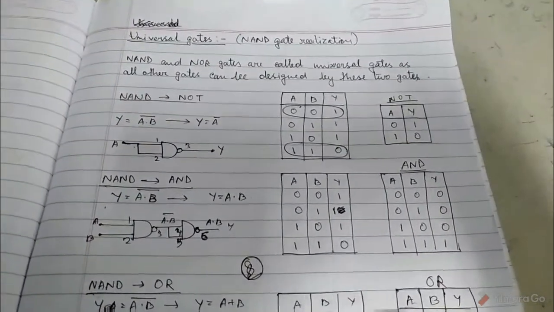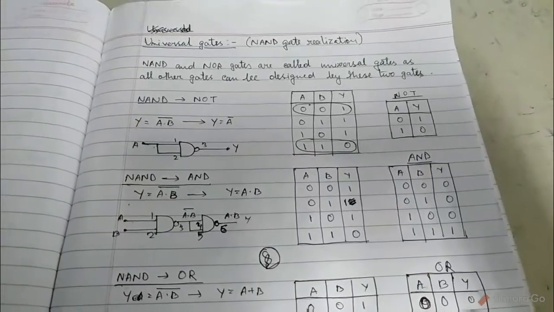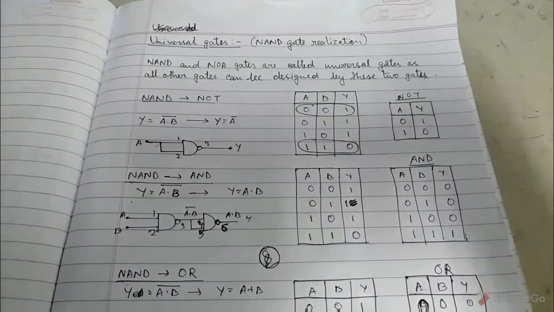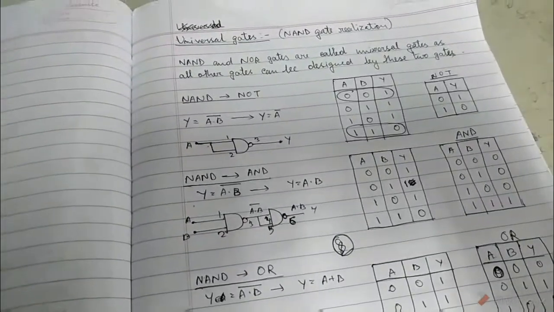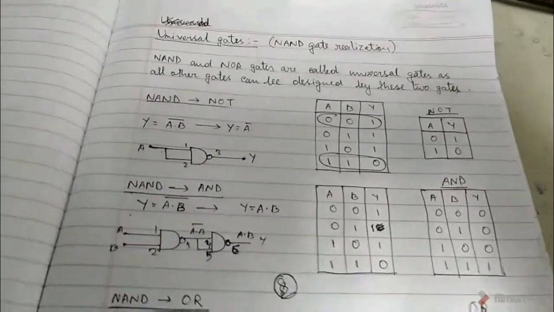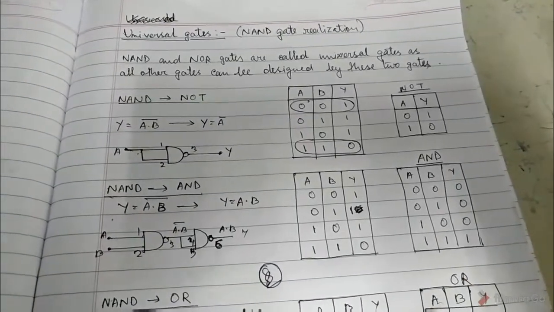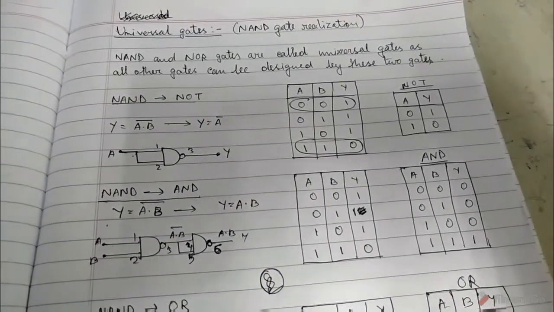Hello students, this is the second tutorial of Digital Electronics Lab, and in this tutorial I will be explaining about universal gates. As you know, NAND and NOR gates are called universal gates because any other logic gate can be represented or designed by these two gates.